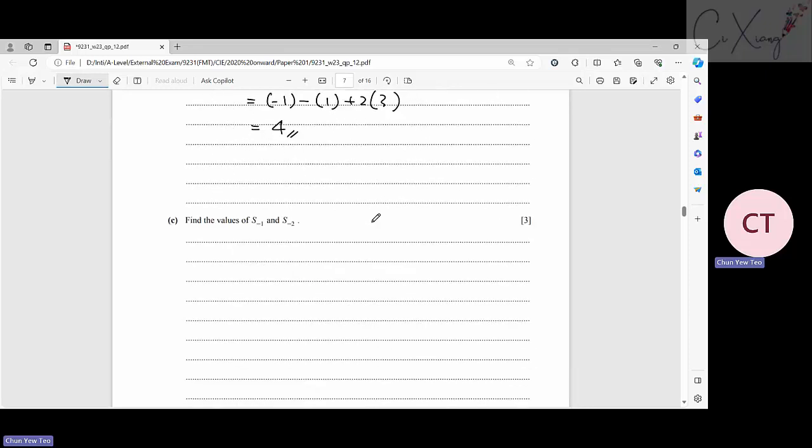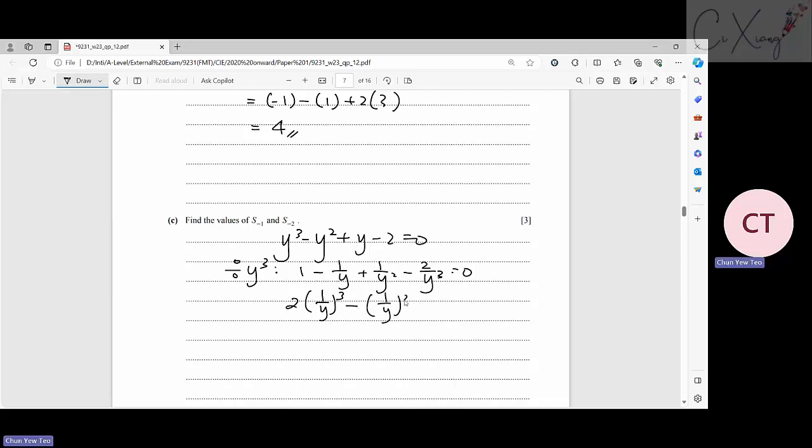So for me, usually I will write down the original one. I will divide everything by y cube. Then I get 1 minus 1 over y plus 1 over y squared minus 2 over y cube. Then I will rearrange it to become 2 over y cube minus 1 over y squared plus 1 over y minus 1 equal to 0. Then I divide by 2 again.